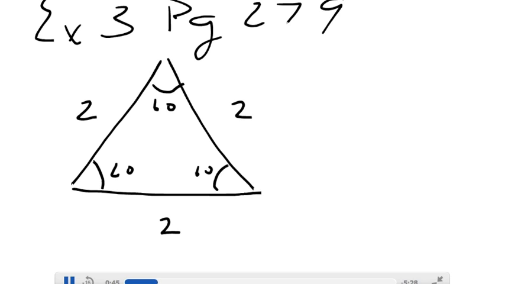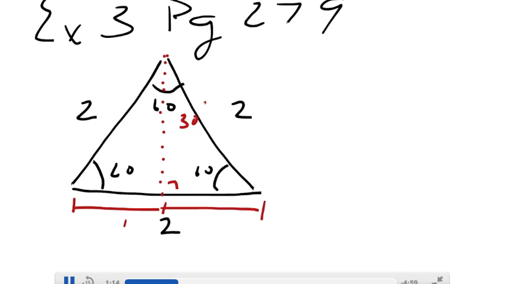Now, the next thing that we do with this is bringing back a term from geometry. We're going to bisect this top angle. So if we bisect it, what does that mean each of the two pieces are? That's a 30-degree angle now. And it also means that each of these pieces of the base now are how much? 1. So now we've got a new triangle, this one that we're interested in.